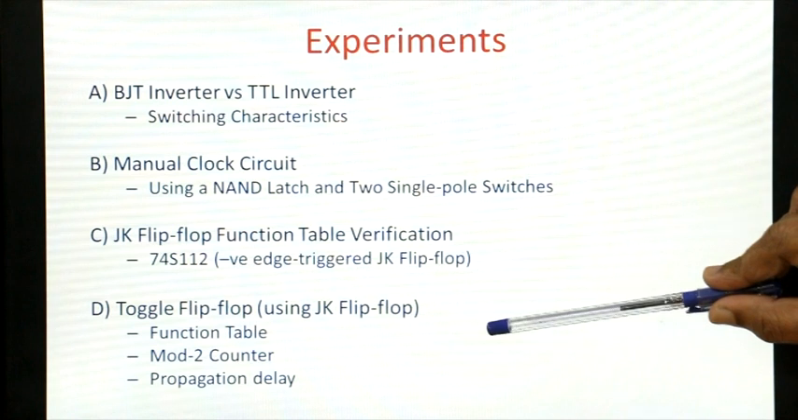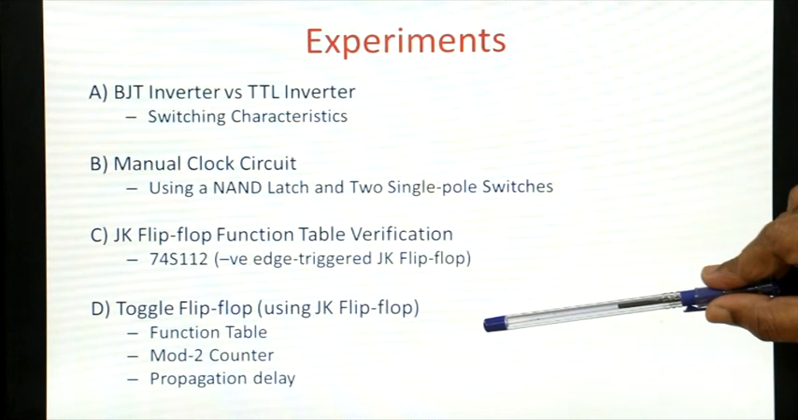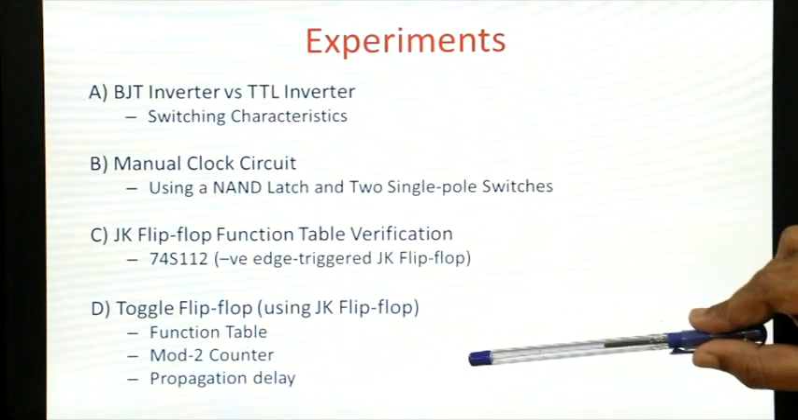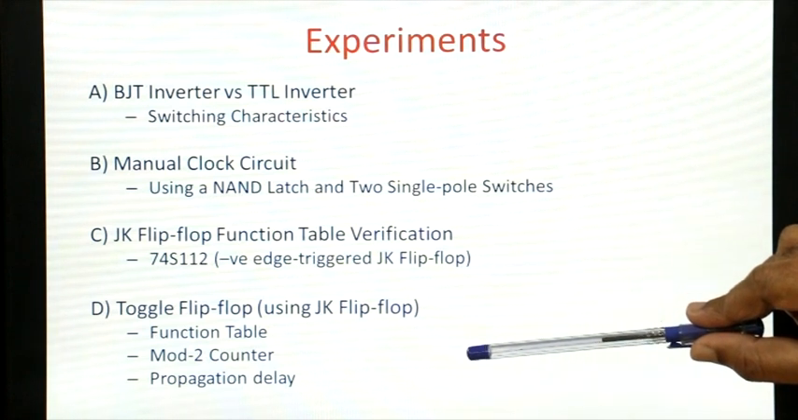And finally, we would use the above JK flip-flop as a toggle flip-flop. And then what we would do is we'll first verify its function table, and then one of the major uses of sequential circuits is as a counter.